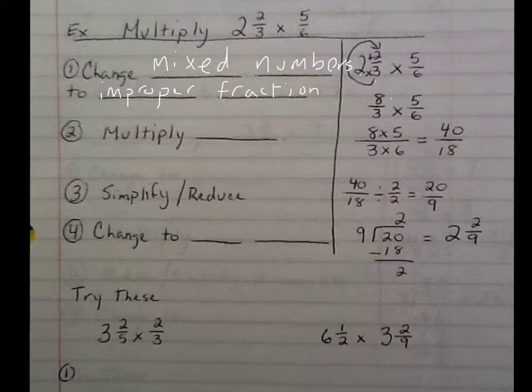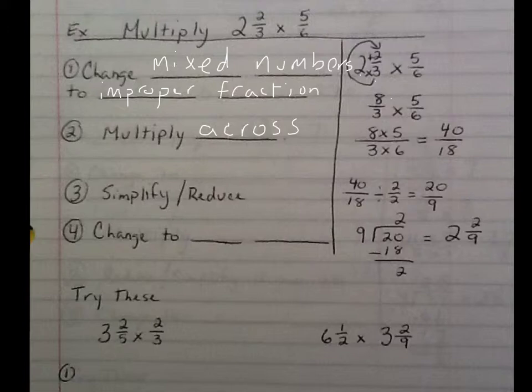Step 2, we're going to multiply across. So you just multiply directly across, just like when we were getting common denominators, right? You multiply and you go straight across. So 8 times 5 is 40. 3 times 6 is 18. Step 3, simplify or reduce. Okay, so we have 40 over 18. We're going to divide that by 2, so that turns into 20 over 9.